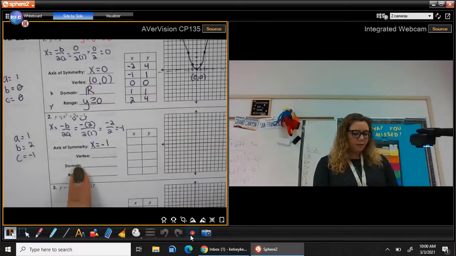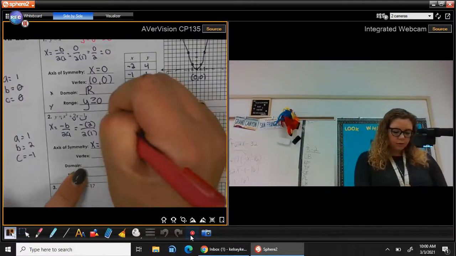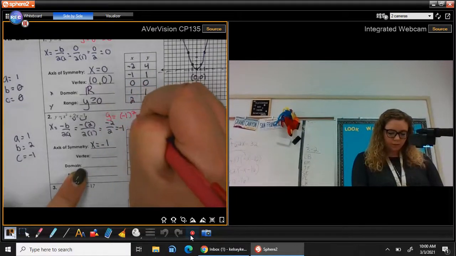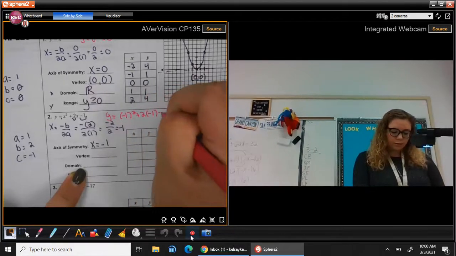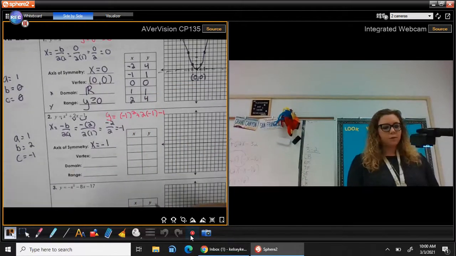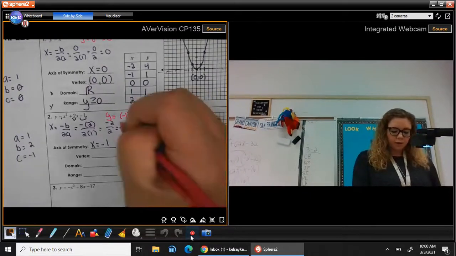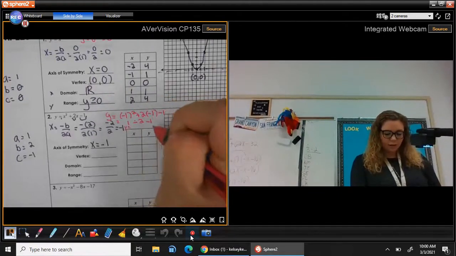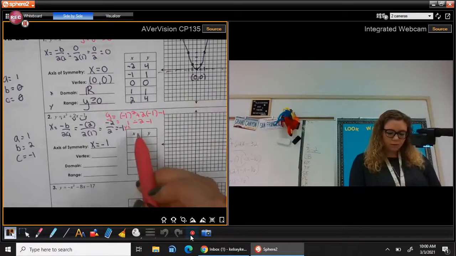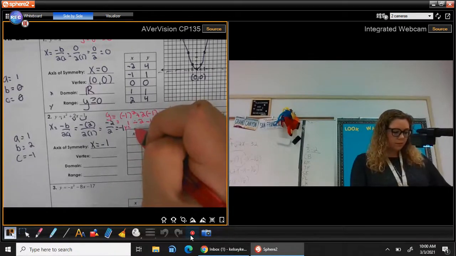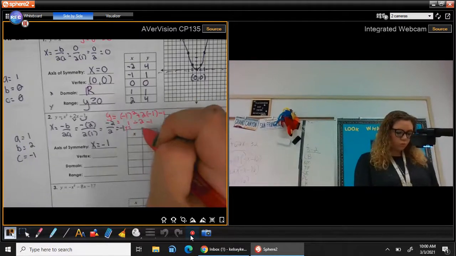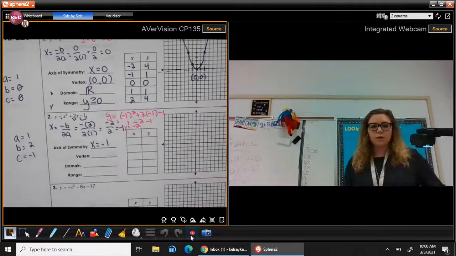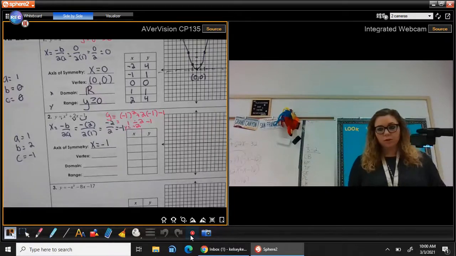Okay, to find my vertex, I'm going to plug negative 1 into this equation. So I'm going to have y equals negative 1 squared plus 2 times negative 1 minus 1. 1 squared is 1. 2 times negative 1 is negative 2, minus 1. Okay, so y is going to give me what? Negative 2. Okay, and again, you could have just done it in your calculator too.